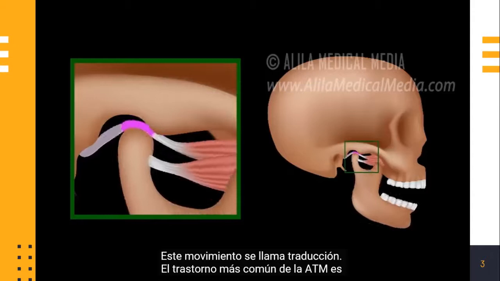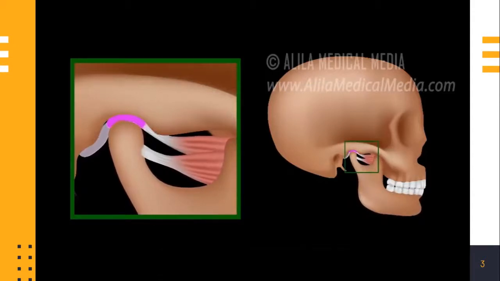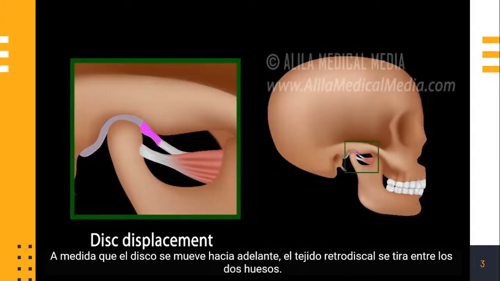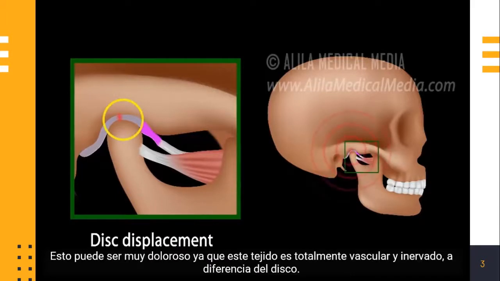The most common disorder of the TMJ is disc displacement, and in most of the cases, the disc is dislocated anteriorly. As the disc moves forward, the retrodiscal tissue is pulled in between the two bones. This can be very painful as this tissue is fully vascular and innervated, unlike the disc.